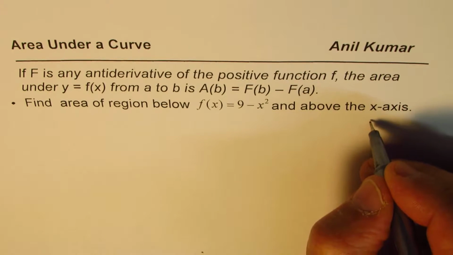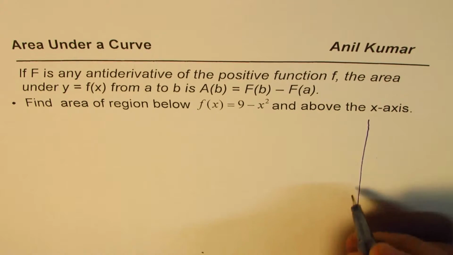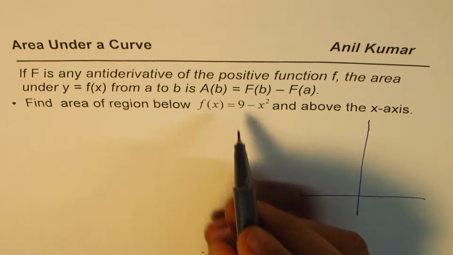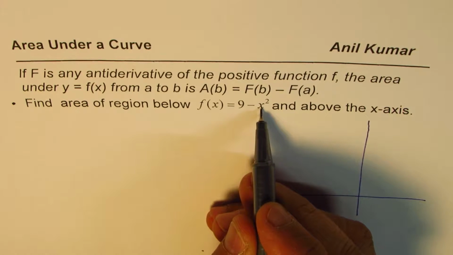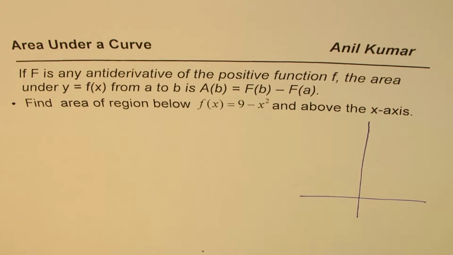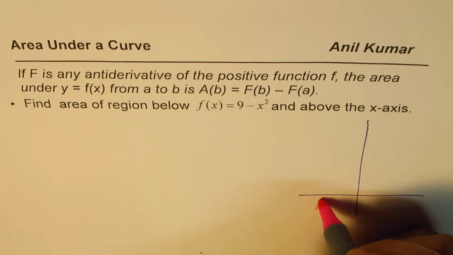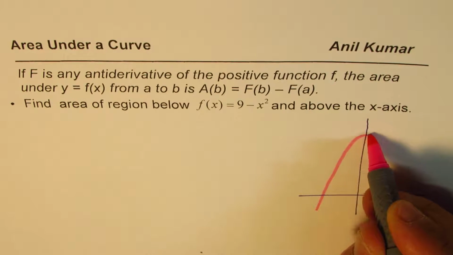So let me sketch this function here and then we'll discuss. It's a parabola which opens downwards, and if x is 0, it is 9, correct? So I could sketch this parabola kind of like this, right? So we could do a parabola like this.